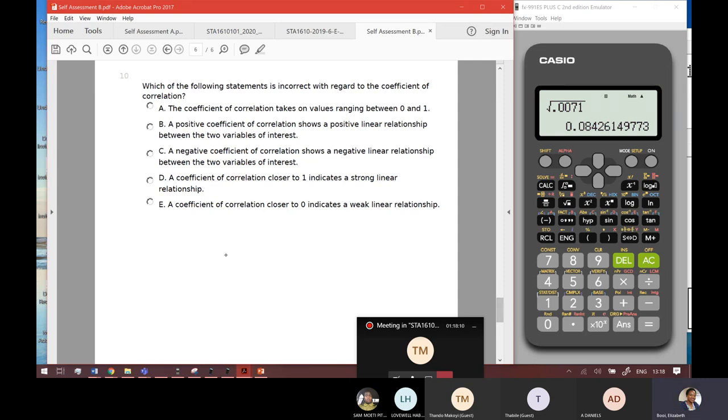Remember that the coefficient of correlation, which is R, lies between -1 and 1. If it's -1, it is perfectly negatively correlated. If it's 1, it's perfectly positively correlated. If it's 0, there is no relation. Then the others are in between. There is a weak relationship, there is a stronger relationship, or we can also say it's strong.